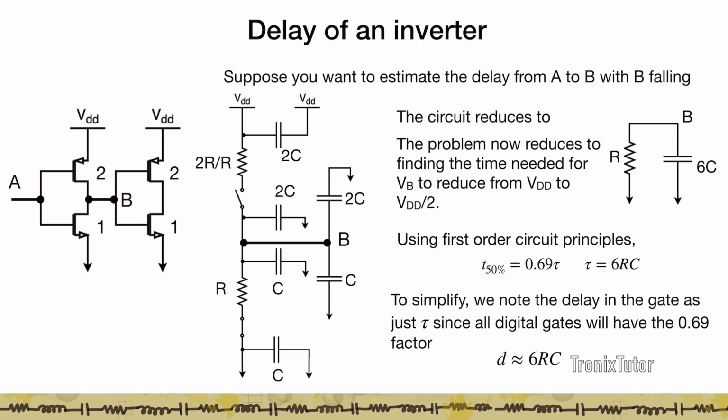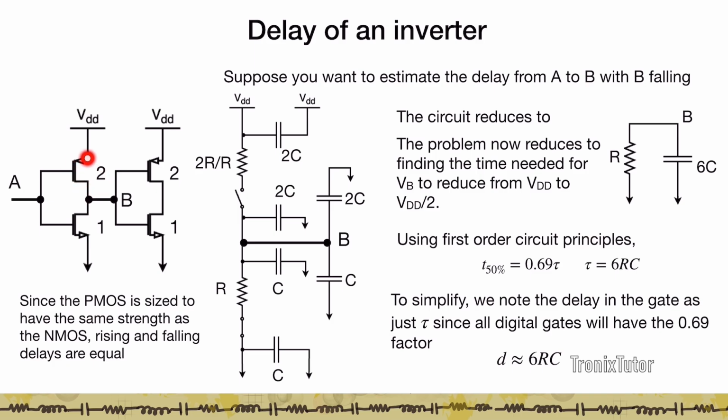of the next stage. Now, since we have designed the inverter in such a way that the rising and falling delays are equal, suppose I wanted to estimate the delay for B rising, the delay is going to be the same as 6 RC because the resistance of the PMOS is going to be the same as the resistance of the NMOS. And that we have done because the size of the PMOS is 2 times the size of the NMOS, countering the reduction in hole mobility.